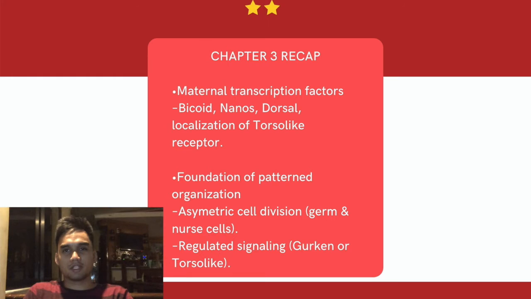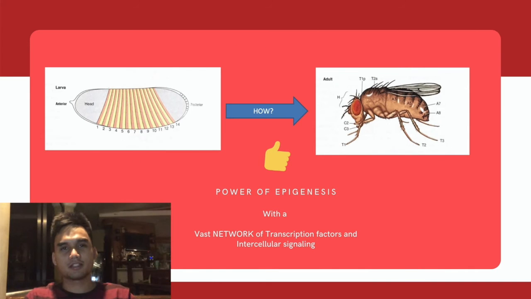All demonstrate the foundation of pattern organization, which is the asymmetric cell division and regulated signaling. The complexity of the mechanism of patterning in a Drosophila body, which has 14 segments, leads scientists to question how it came about. The answer is known, and it is one of the foundations of developmental biology. The series of complex networks of regulated pathways of transcription factors have been the key answer to the segmentation of the Drosophila body, which has come to be called epigenesis.